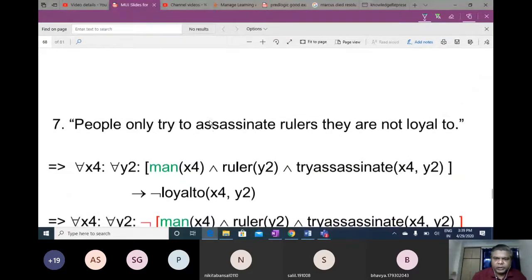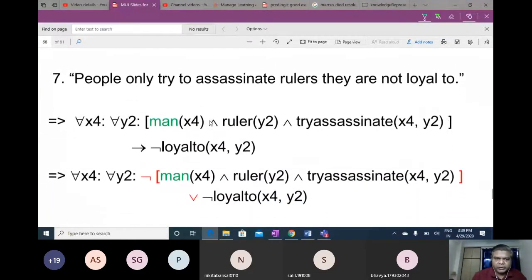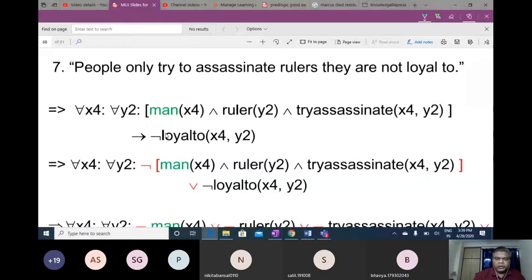People only try to assassinate rulers they are not loyal to. So first we converted it into a predicate statement. Man x4, ruler y2, try to assassinate x4 y2. So if there is a man x4 and ruler y2 and x4 has tried to assassinate y2, then it means that x4 is not loyal to y2. That is what this statement is saying.